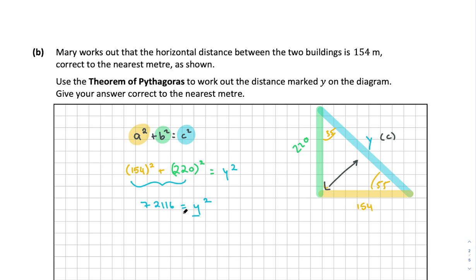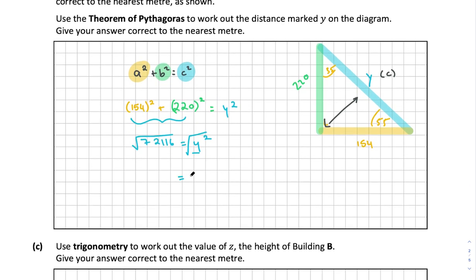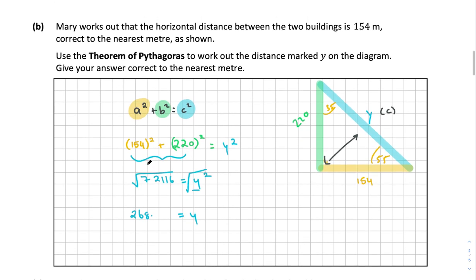Now, if I want to get y on its own, how do I get rid of the square? Well, the opposite of squaring something is square rooting. So what I'm going to do is square root this side and this side, because the rule with equations is whatever you do to one side, you must do to the other. So I'm going to square root both sides. On this side, it leaves me with y, and then it leaves me with an answer of 268.544.